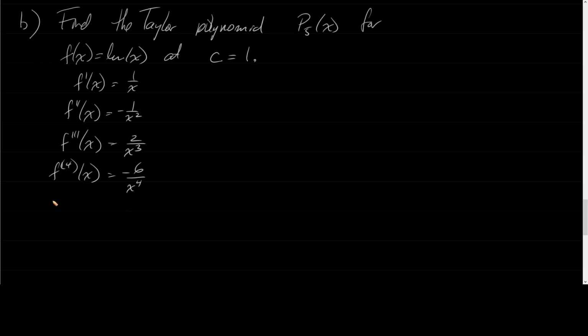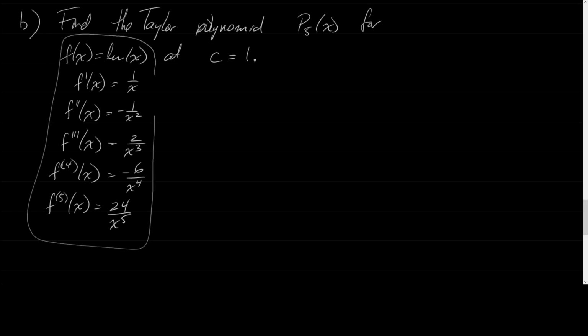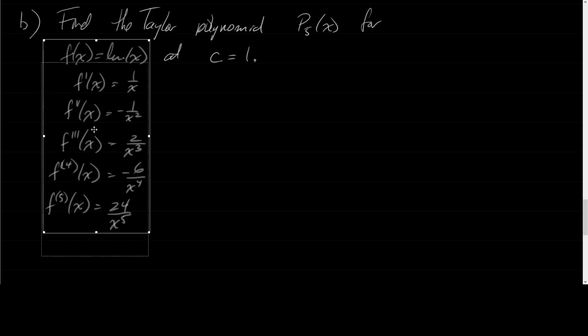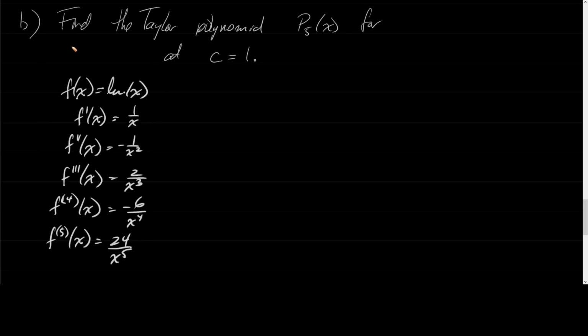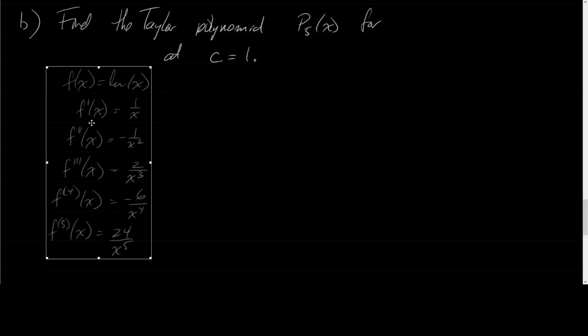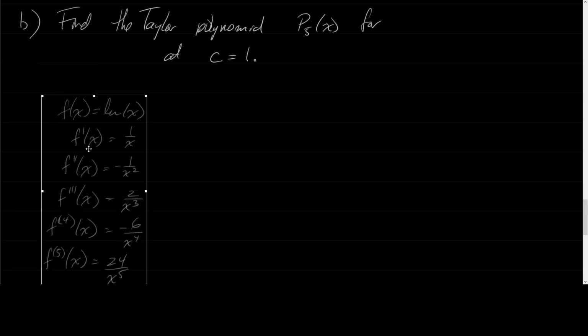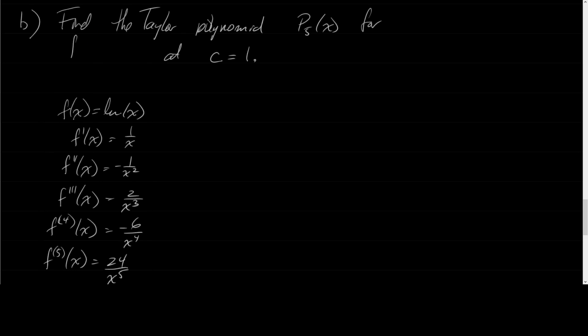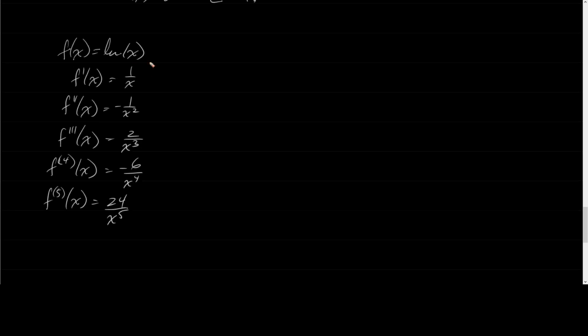Oh, we need to go to the fifth derivative. So the fifth derivative would be positive 24 over x to the fifth. All right, and now we're centering this at 0. So let me shift this down a little bit, since that was part of the instructions. Why is this bigger? There we go. I'll shift it down to there. Alright, so now we need to center this at 1, so I need to evaluate all of these at 1.